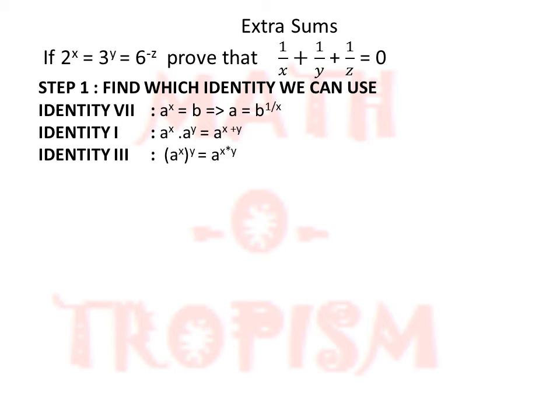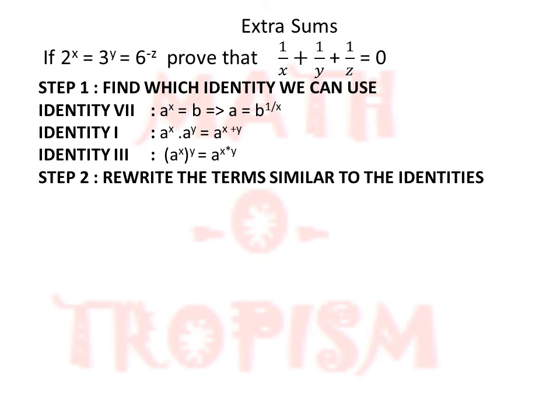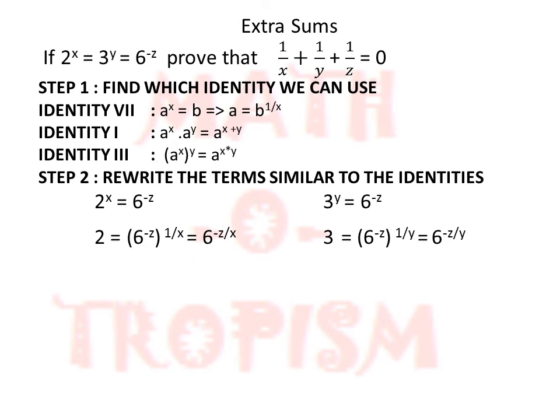After identifying, I am going to rewrite the terms similar to the identities. Let me take two terms at a time. 2 power x is equal to 6 power minus z. Similarly, 3 power y is equal to 6 power minus z. So what will 2 be? X going to that side, it will become 6 power minus z whole power 1 by x. So powers get multiplied, so it becomes 6 power minus z by x. Similarly, 3 is equal to 6 power minus z whole power 1 by y, which is nothing but 6 power minus z by y. I told you we have to convert to the same base, so I am converting into base 6. So 2 into 3 will give me 6, which is nothing but 6 power 1.